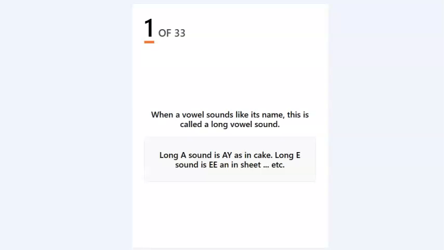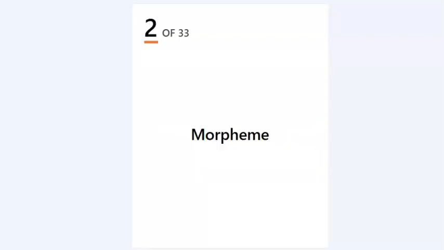Long vowel. When a vowel sounds like its name, this is called a long vowel sound. Long A sound is A as in cake. Long E sound is E as in sheet.